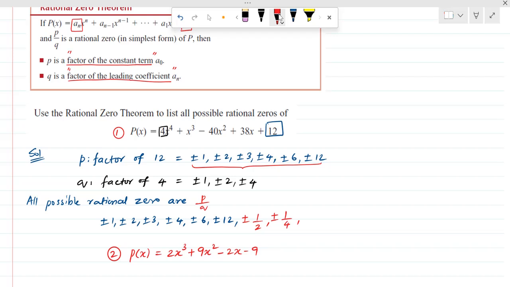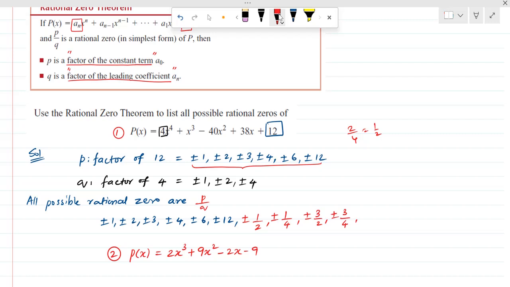Now 2 over 1, which is 2. 2 over 2, which is 1. Then 2 over 4, which simplifies to 1 over 2, is already there, so no need to add. Next, 3 over 1, 3 over 2, which is not there, so I have to add 3 over 2. 3 over 4 is also not there, so we have to add that one.